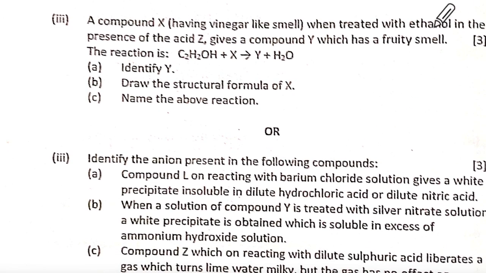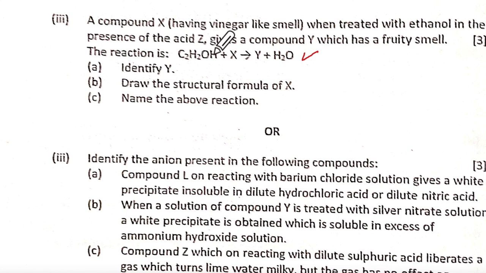A compound having a vinegar-like smell means it will be acetic acid, right? Because acetic acid is a constituent of vinegar, which we use in the kitchen. All Chinese and Korean recipes have vinegar in them, right? Acetic acid with ethanol gives a compound which has a fruity smell, meaning esterification. Do you remember the esterification reaction?